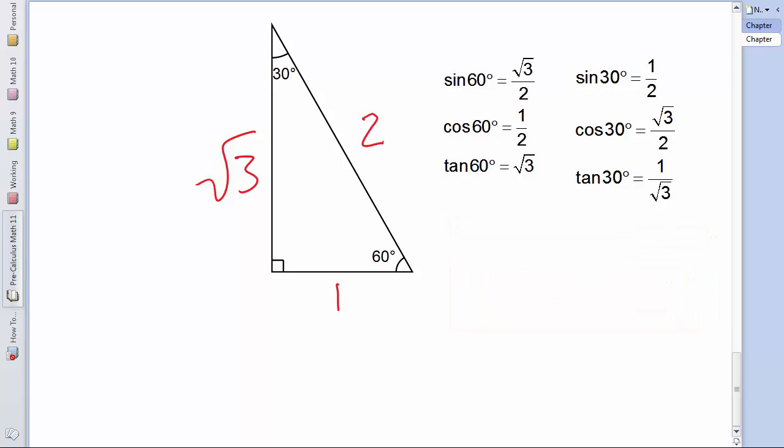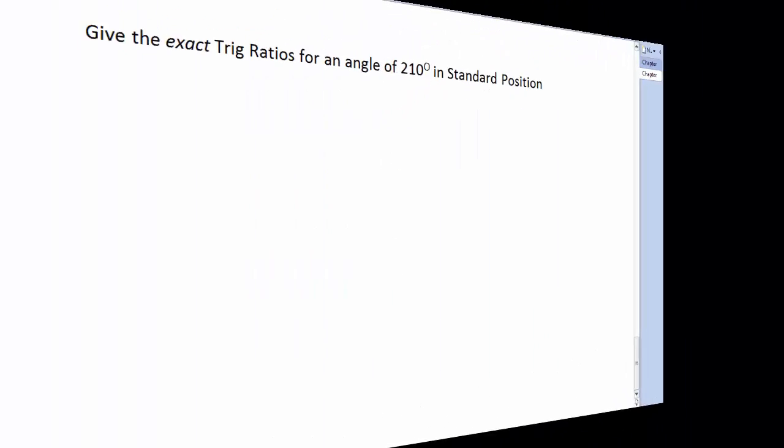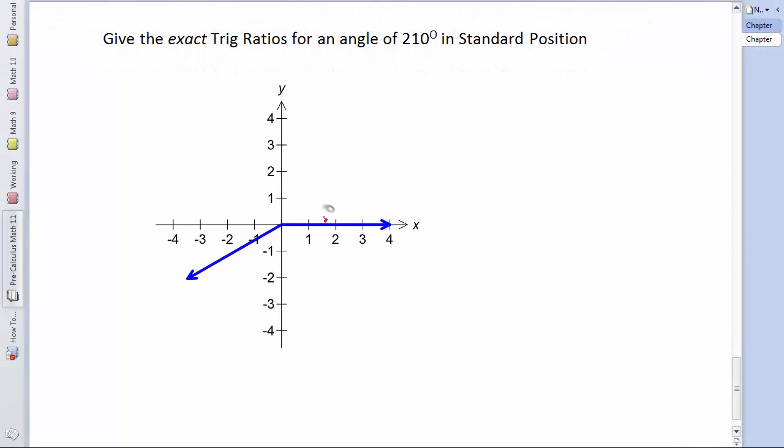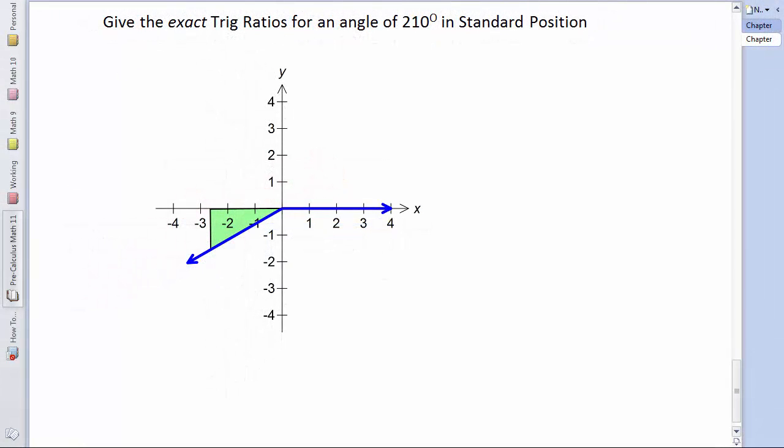Now, the special triangles can be used in the following way. Give the exact trig ratios for an angle of 210 degrees in standard position. So if we consider drawing a sketch of this angle in standard position, we can also consider and see quite clearly that the reference angle, located here, is just 30 degrees. So essentially, we're just calculating the trig ratios for a 30-60-90 triangle. If we mark in the side lengths on this 30-60-90 triangle here, we can easily calculate the trig ratio.